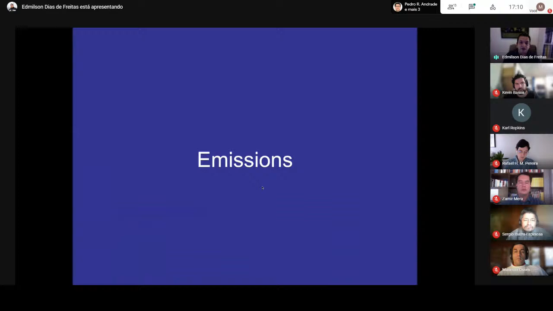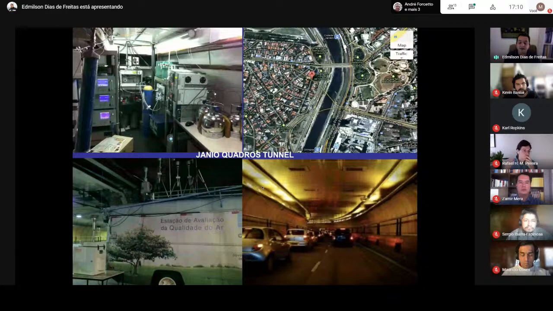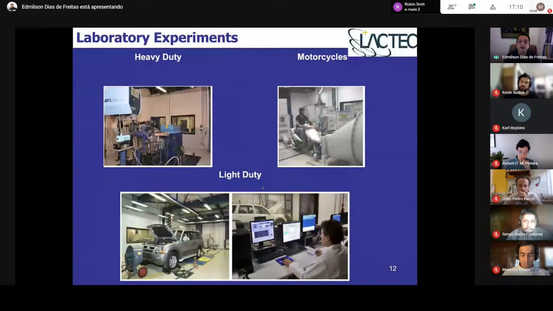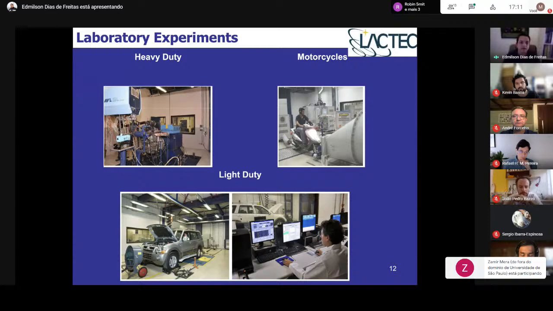The modeling will strongly depend on the emissions. It's the first step that you have to adopt to start your model. And these emissions are dependent on many experiments, field experiments. For example, you can have tunnel measurements trying to define the emission factors for emission models. But you can also have measurements inside laboratories, for example, for measurements in the engines of heavy-duty vehicles, motorcycles, light-duty vehicles, and all the types of vehicles that you have in your location. So this information will provide the necessary data for the emission models.